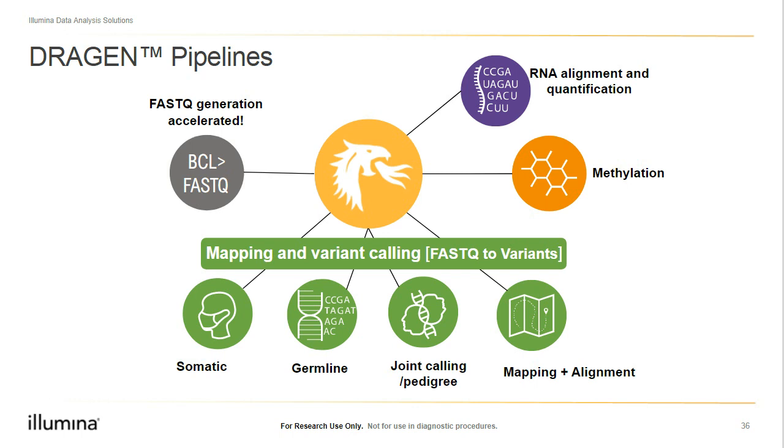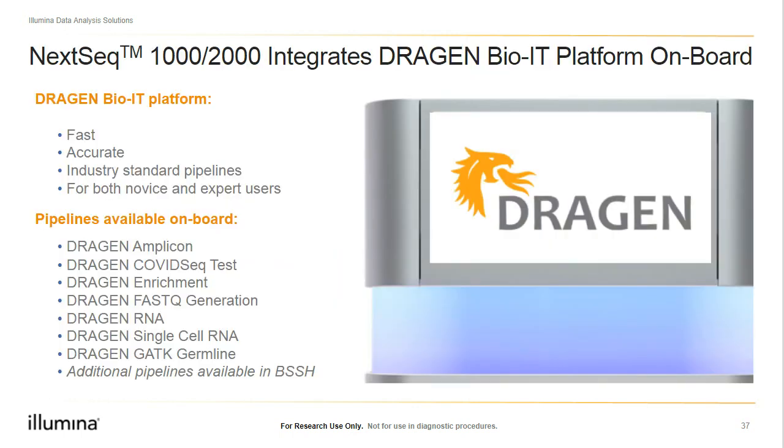And our DRAGEN pipelines are available on on-premise servers, but BaseSpace as well, and then additionally on our NextSeq 1000, 2000 platform. So with that, our NextSeq 1000, 2000 platform integrates the DRAGEN platform on board and offers many more tailored analysis pipelines, including those seen here: the DRAGEN Amplicon, COVID-seq test, enrichment, FASTQ generation, RNA pipeline, our single-cell RNA pipeline, GATK, germline, and then we have additional ones that can be run in BaseSpace if you don't want to run them on the NextSeq 1000, 2000.